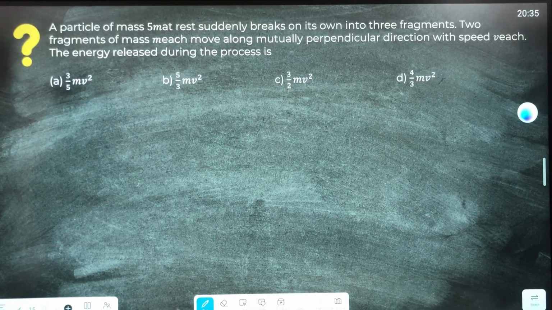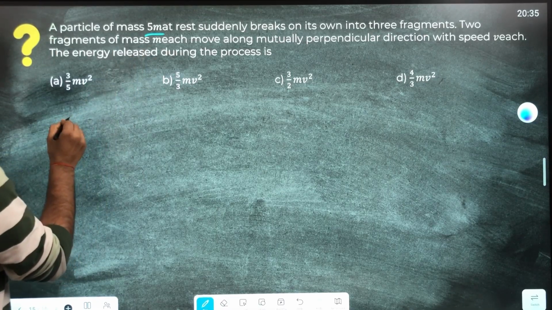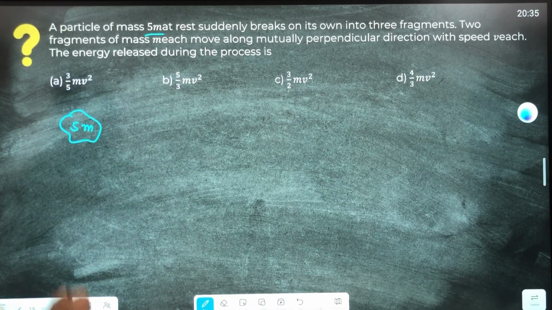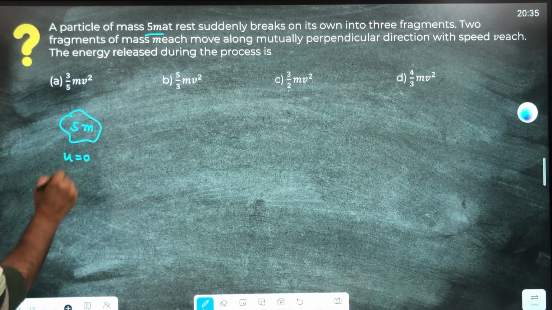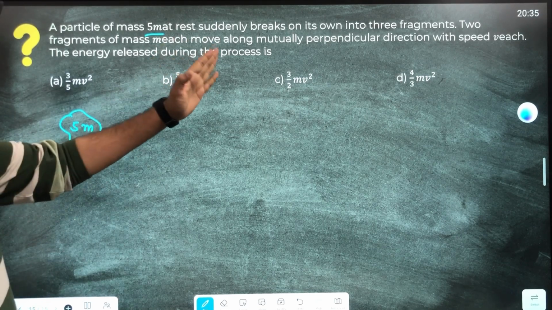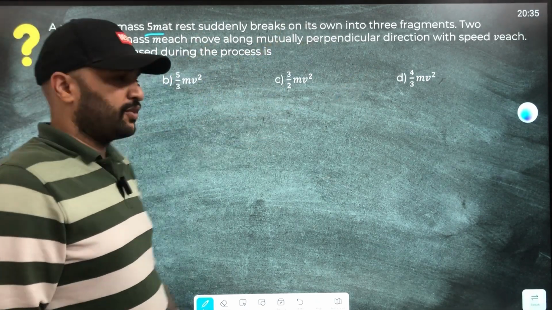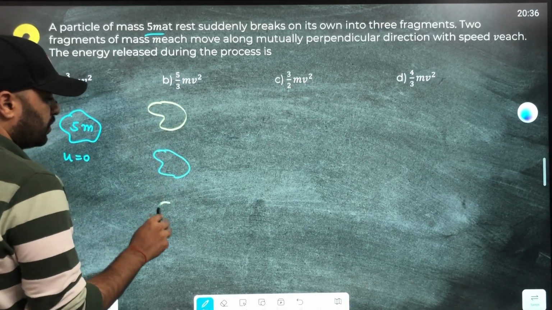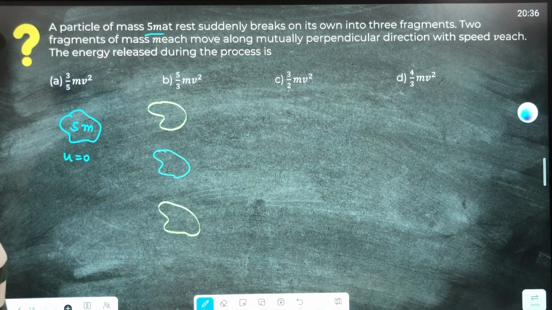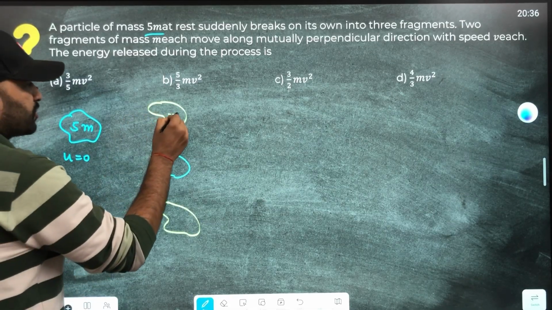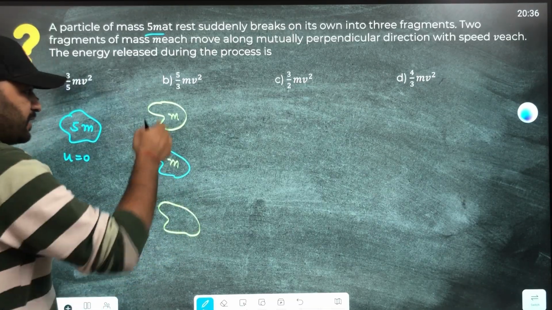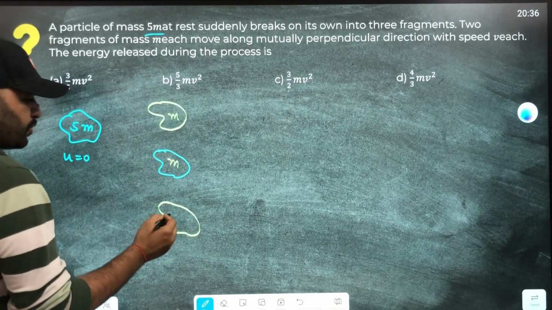Next, a particle of mass 5m. Initially the particle is at rest, so initial speed is 0. Suddenly it breaks into 3 fragments: 1, 2, 3. Two fragments are of mass m each. So if this is m and this is m, this is obvious by the law of conservation of mass: m, m, and the third one, since the total is 5m, will be 3m.